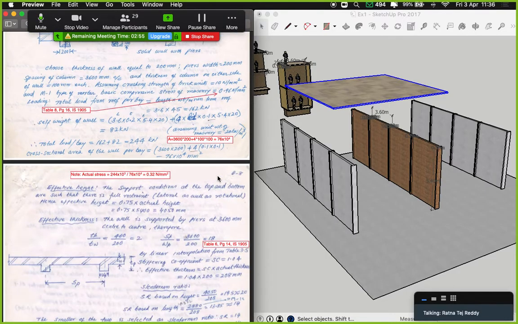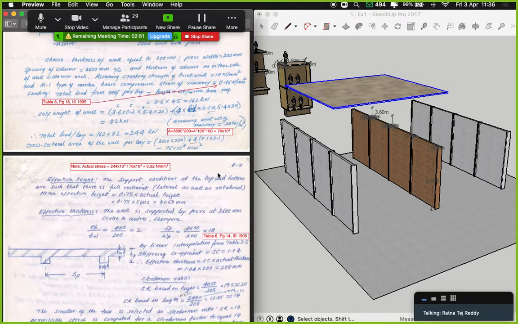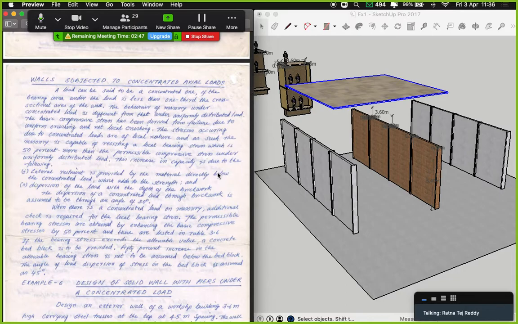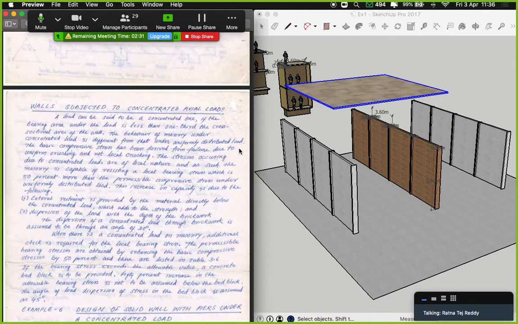In the next session, we'll be starting with walls that are subjected to axial loads. Till now we have discussed uniformly distributed load. Now in the next session we'll be discussing axial loads, how the axial load is transmitted to a particular masonry wall and how to design a masonry wall with respect to axial loads. So with that, we'll conclude today's session.